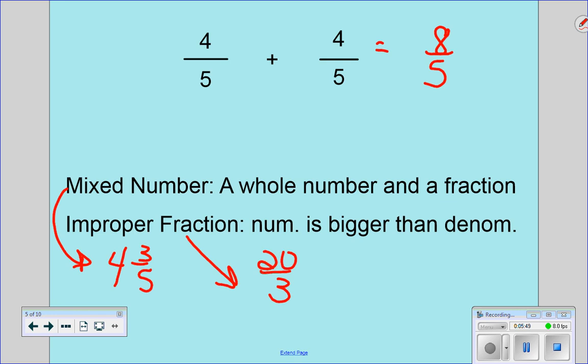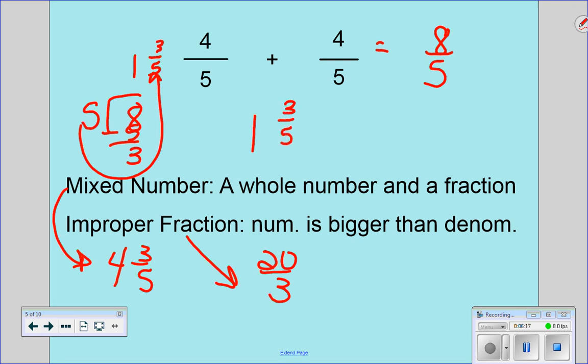So what were some ways last year that you changed to a mixed number? Okay, you can divide it. Sure, that's what I would do. I would take 8 divided by 5. 5 goes in 8 one time. I get 3 left over. When I have 3 left over, it turns into the numerator, and the 1 goes up front. So 1 and 3/5 would be my answer. 1 and 3/5.